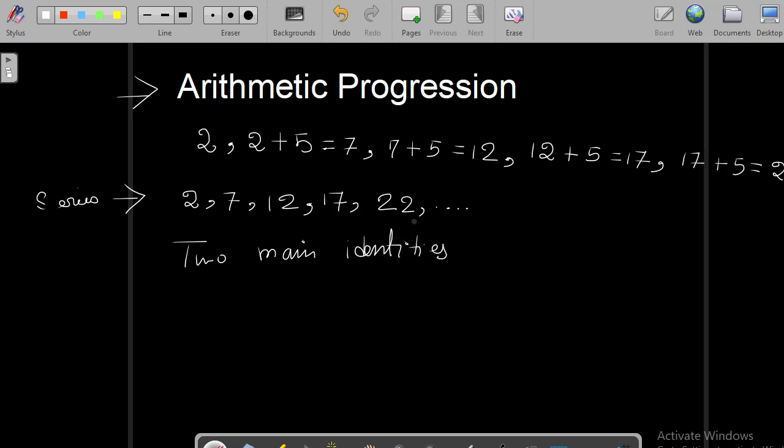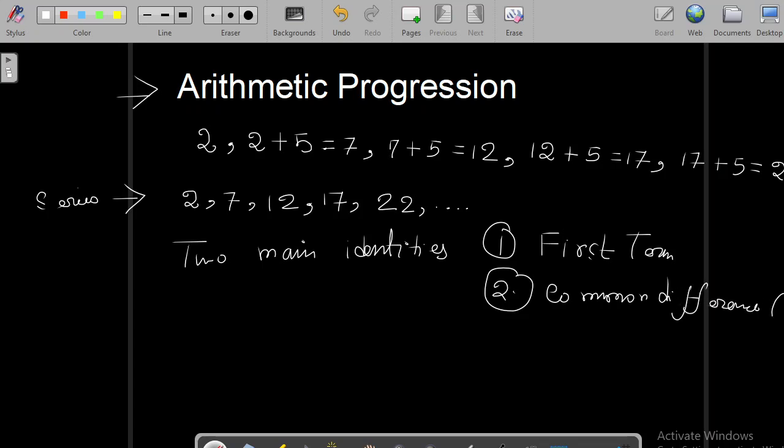What are they? Well, arithmetic progression can be identified by two things. Number one is the first term. The second is its common difference.